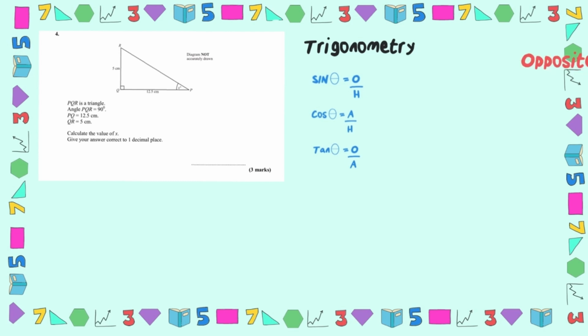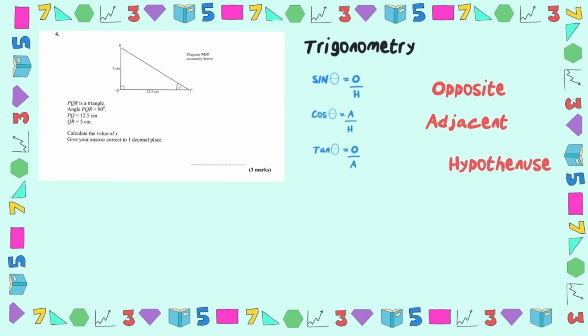So I'm just jotting down the formulas and everything we know about trigonometry. We need to make sure we label our triangle with opposite, adjacent, and hypotenuse. So let's label our triangle here. O for opposite the angle, the one we're trying to work out, so as long as it's not opposite the 90-degree angle. Then H for our hypotenuse, and A is our last one, which is our adjacent.